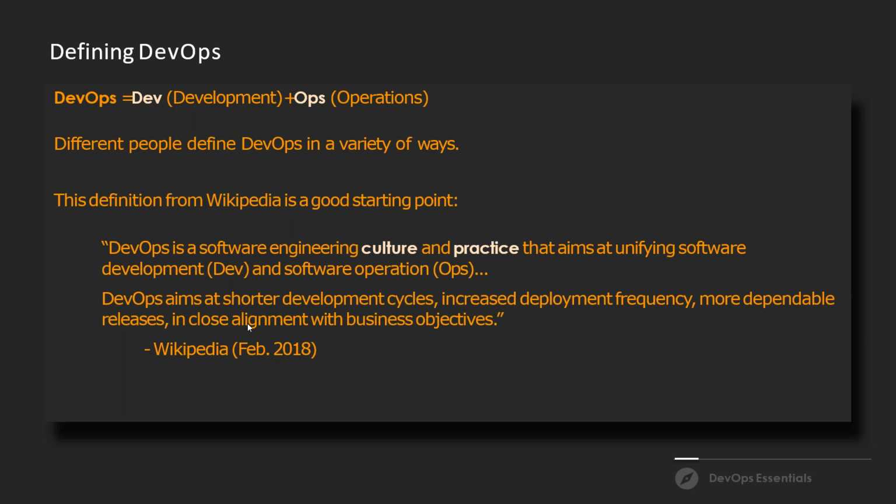So DevOps aims at shorter development cycles, increased deployment frequency, more dependable releases, and close alignment with business objectives. Based on the business needs and requirements, they update the software in shorter development cycles, and those cycles are deployed frequently and released, and then they're able to meet the business requirement.